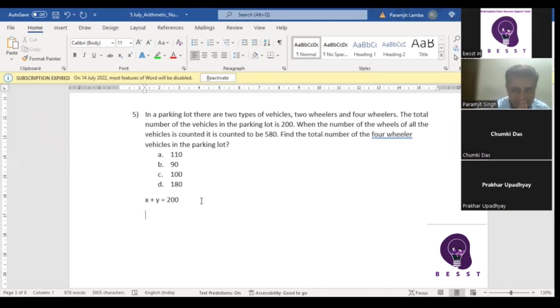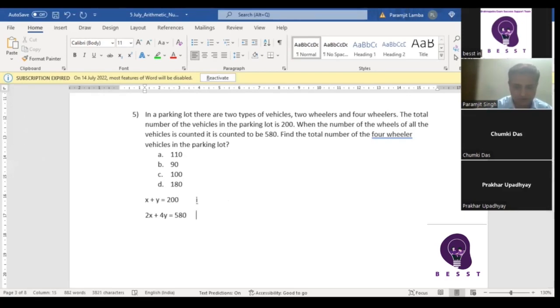Yes. And the 2-wheelers have 2 wheels and 4-wheelers have 4 wheels. So we will multiply, and we get the equation 2X plus 4Y equal to 580 as the total number of wheels. Great. After this, sir, we will substitute X equal to 200 minus Y from equation 1. This is equation 1 and this is equation 2.